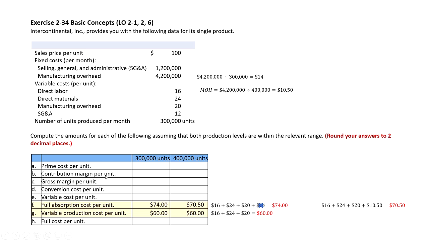The contribution margin per unit is the selling price of $100 minus all variable costs per unit. That's E. That's going to give you contribution margin per unit. And gross margin is again going to be the selling price of $100, but this time minus full absorption cost per unit, because we're only using the manufacturing oriented cost, or F. Prime cost is direct material and direct labor, and conversion cost is direct labor and manufacturing overhead, both the fixed and variable. Hope that helps get you started for this problem.